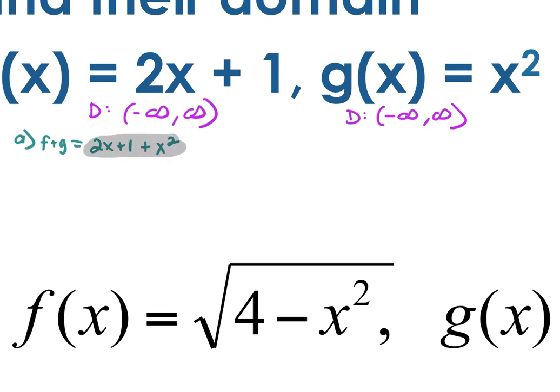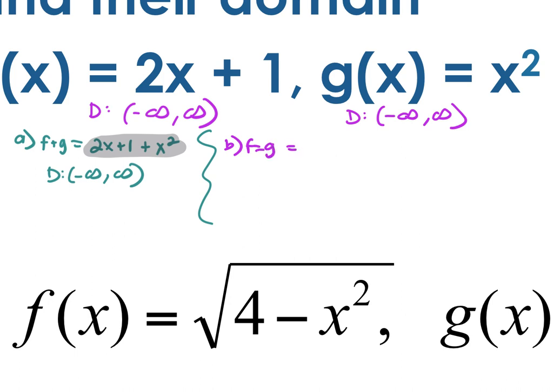Now, once I combine them, I have to look again, is there a new domain restriction? So by adding these together, did I create any other restrictions? No, which means the domain of the whole thing is negative infinity to positive infinity. No, this is just domain. The range you're really only going to find from your graph.